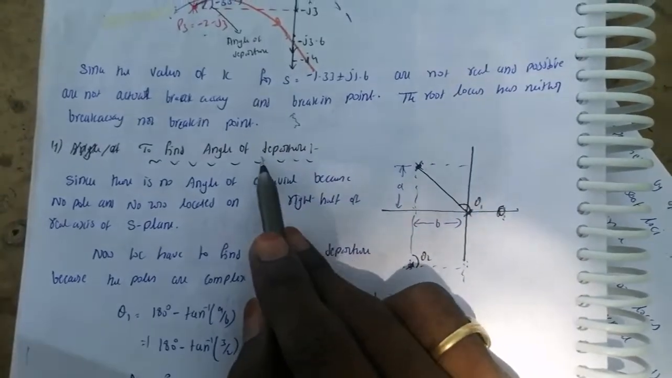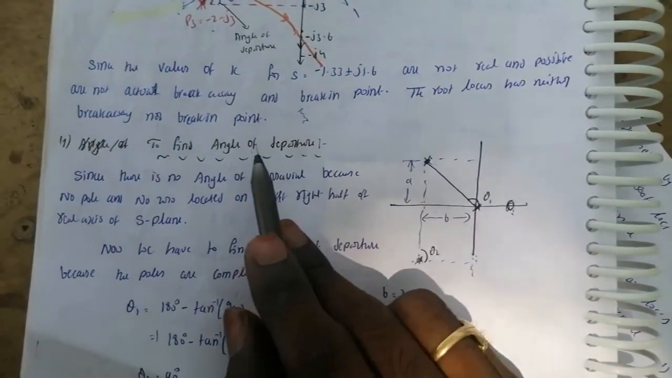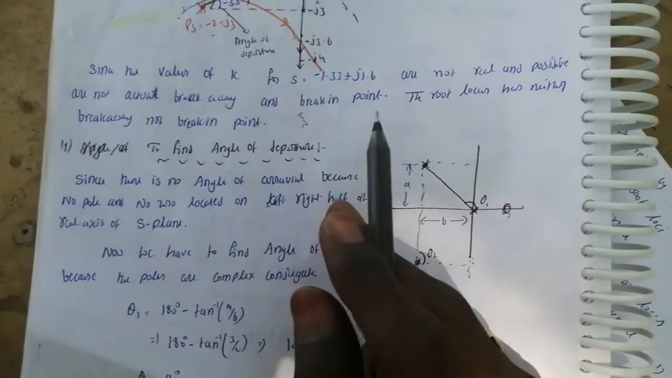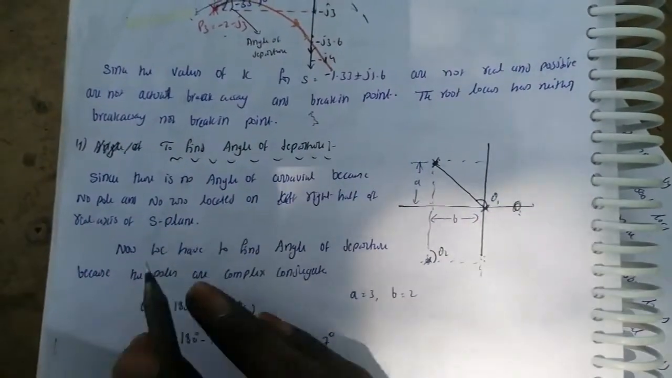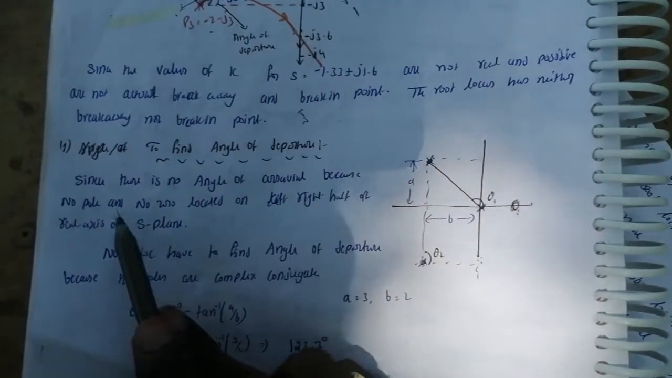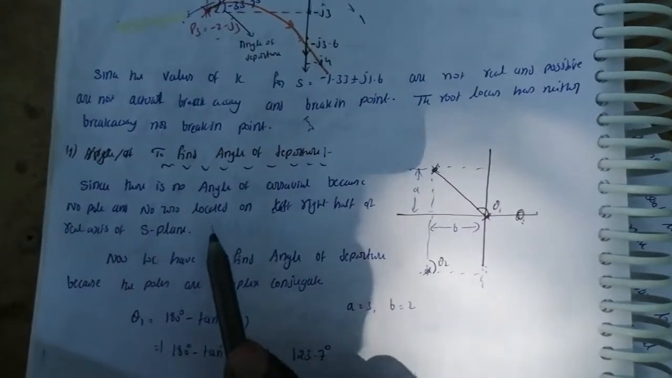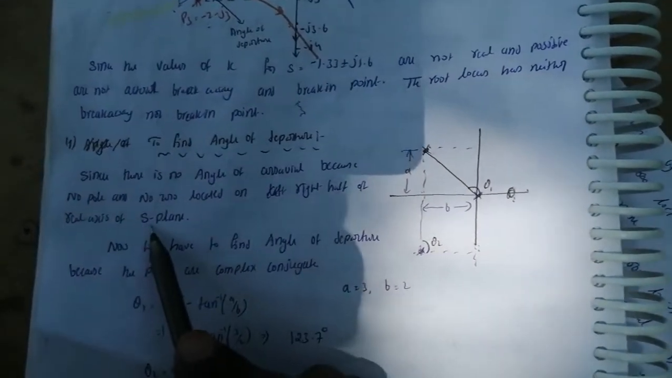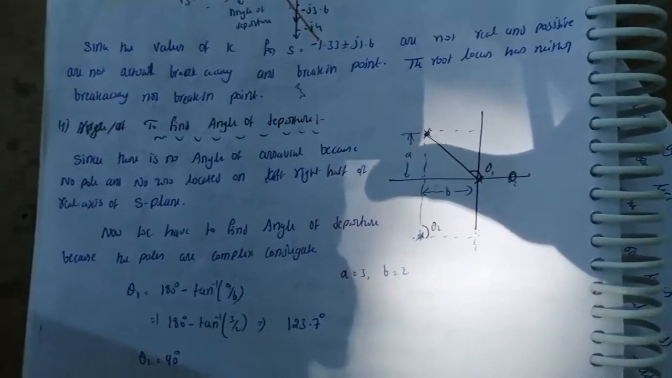This step is involved when the roots are complex conjugate. If the roots are not complex conjugate, there is no need to find this step. Here there is no angle of arrival because no pole and no zero is located on the right half of the real axis of the S plane, so there is no need to find that value.